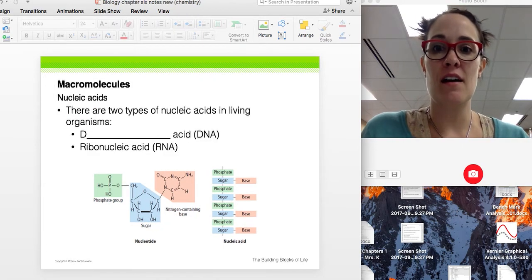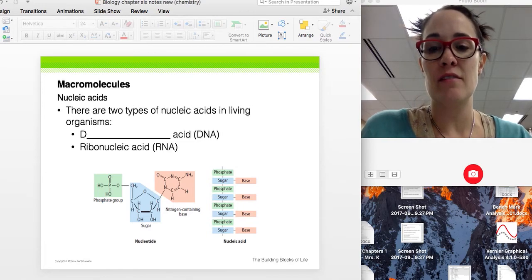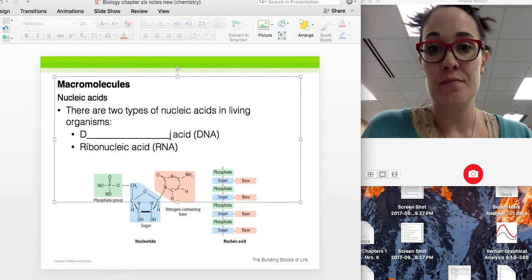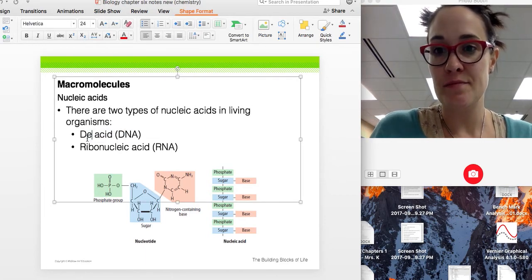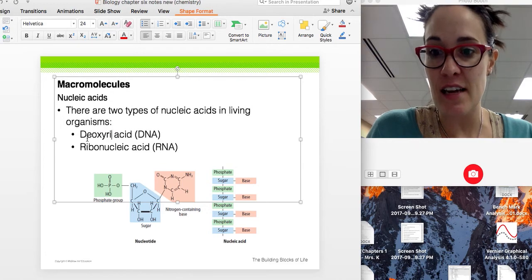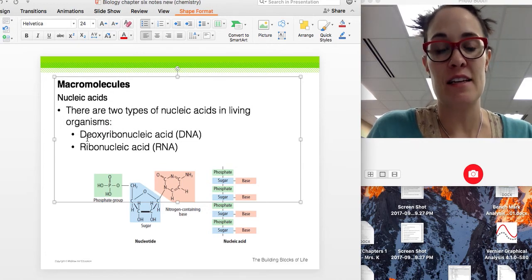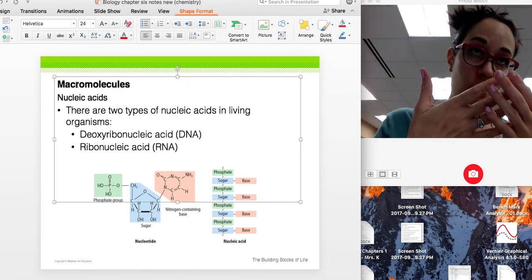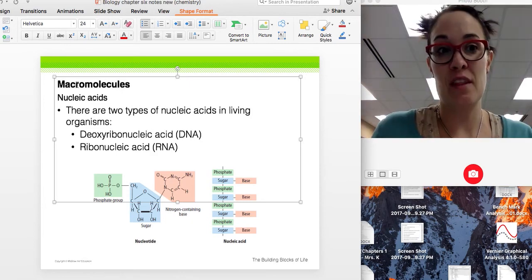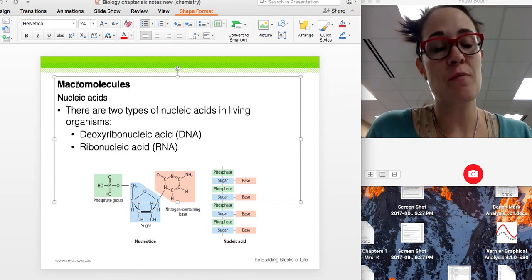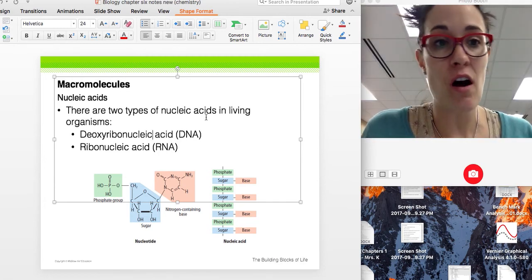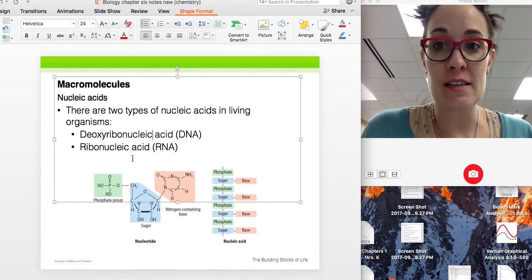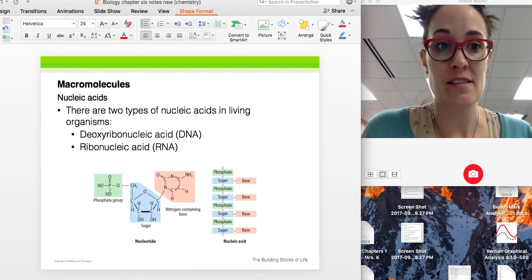There are two types of nucleic acids in living organisms. The first one you've probably heard of. It's called deoxyribonucleic acid, or DNA. So nucleic acids make the DNA that is in the cells of living things. They also make another form of genetic material called RNA, or ribonucleic acid. We'll talk more about these nucleic acids when we get to the genetics unit.